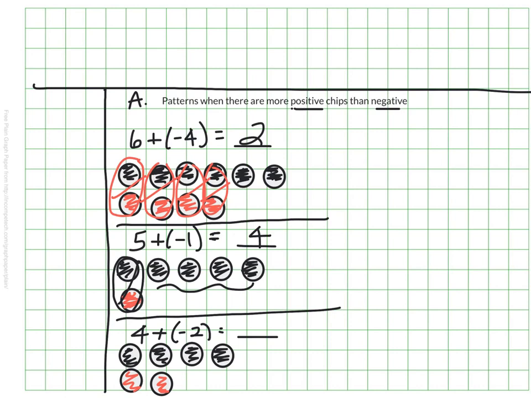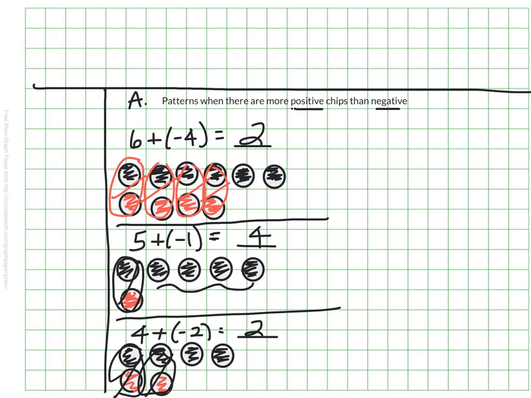And our last example is 4 plus negative 2. And again, I have my chips drawn out, and I can see that I have a zero pair here that cancels out, a zero pair here, that leaves me with just 2. So again, looking to see if there's any patterns.